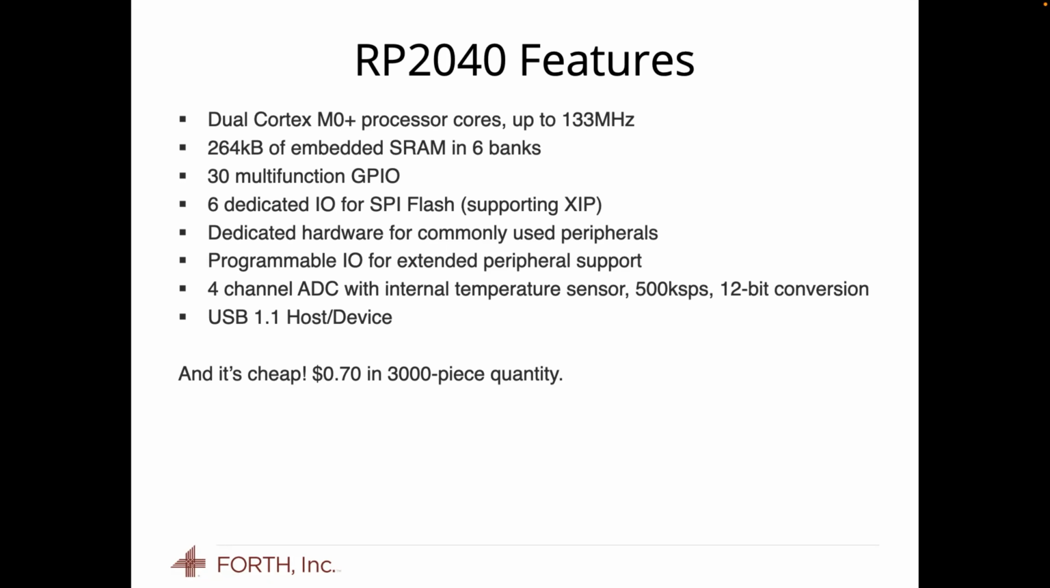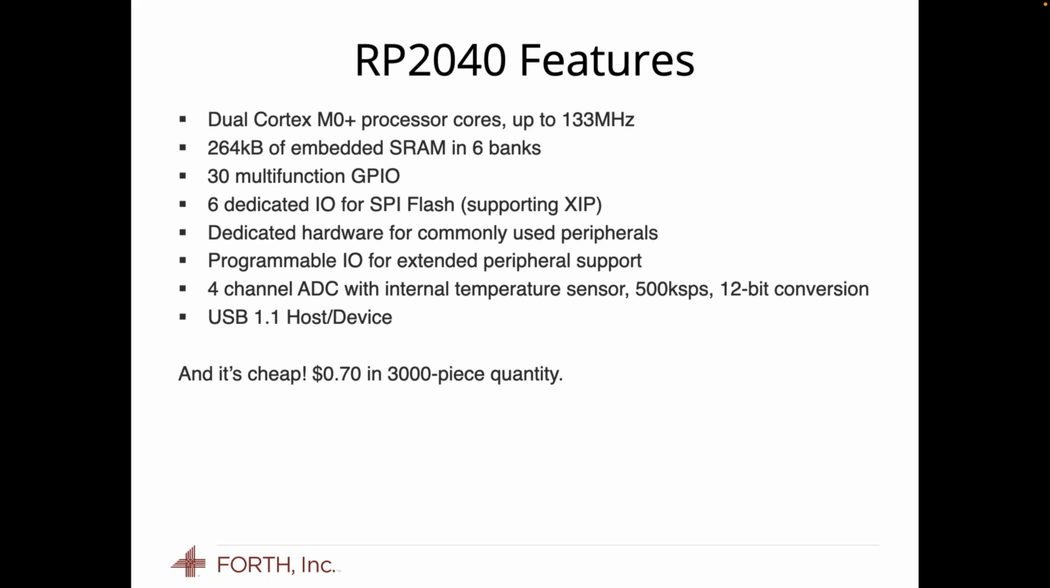It's got 264K of embedded SRAM divided up into 6 banks. 4 of them are 64K, and you can allocate them such that each processor has exclusive access to a specific bank so that they're not blocking each other, because both of the cores have equal access to everything, to the peripheral. But if one core is going for one of them and the other core wants it, it'll get blocked, it'll get stalled. So you want to try to avoid that. So we allocate the stacks in separate space.